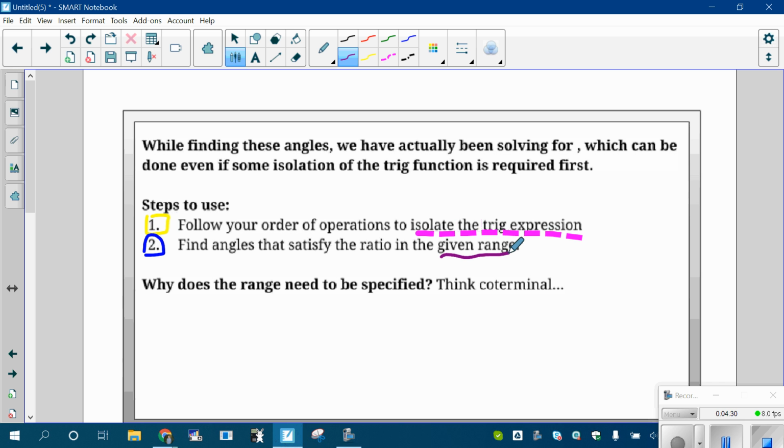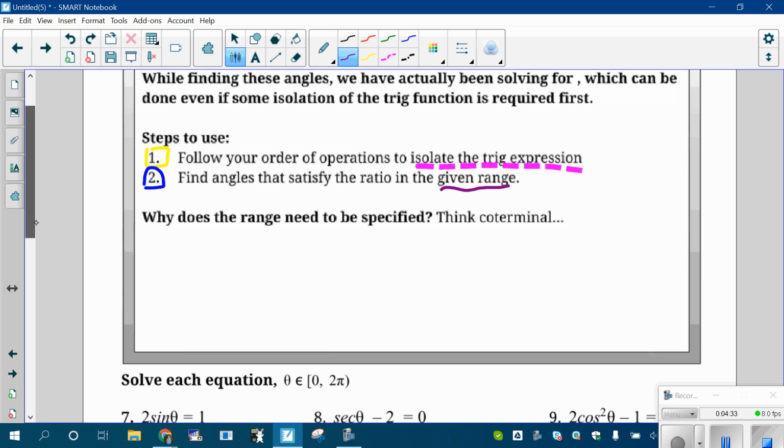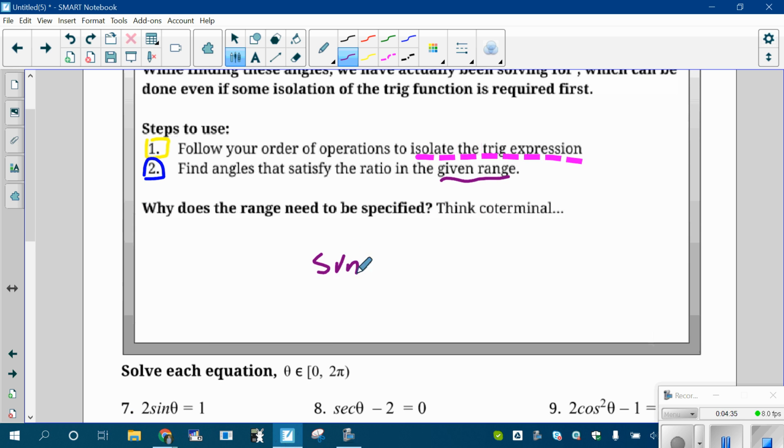We specify in the given range. Remember back to Unit 2. Because if I say sine of my angle equals 1/2, tell me the angle. Well, it could be pi 6. It could be 5 pi 6. Oops, sorry. It could be 13 pi 6. It could be 17 pi 6. There's infinitely many angles that have a sine of 1/2. And so we're generally going to restrict the range so that you don't have to get infinitely many angles. Instead, we're going to say, like, tell me all the angles between 0 and 2 pi.